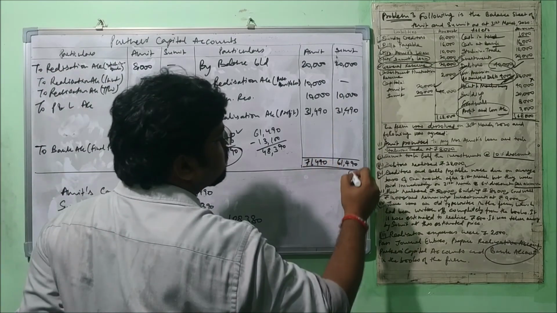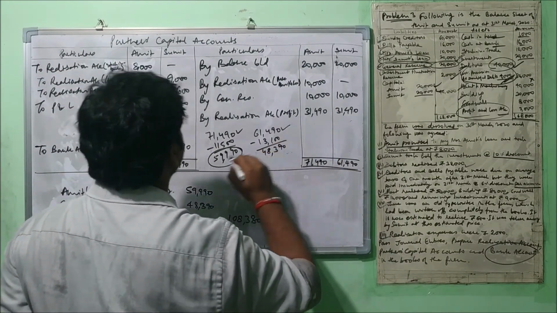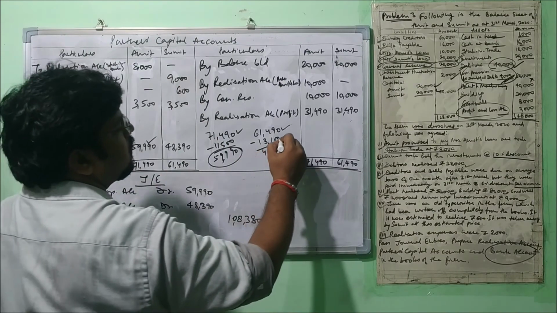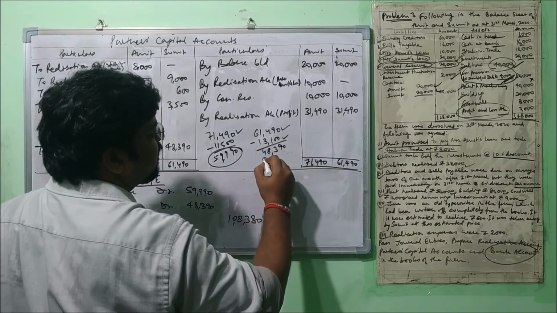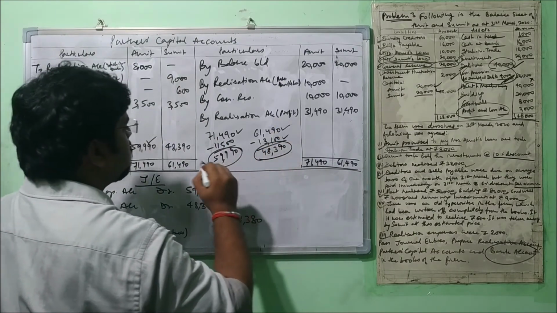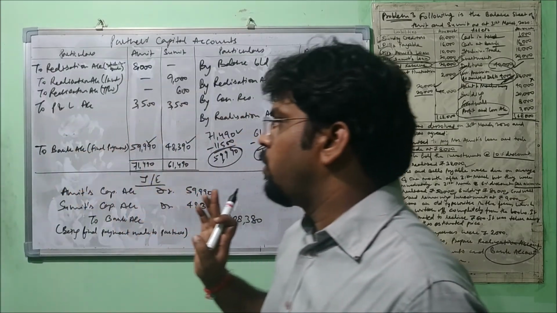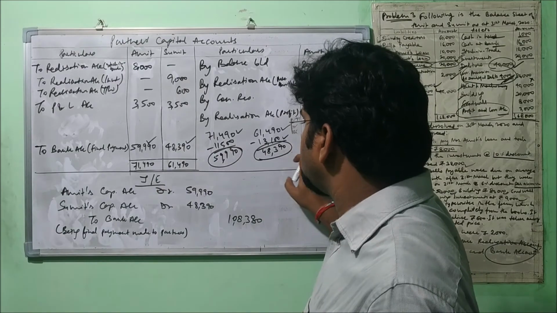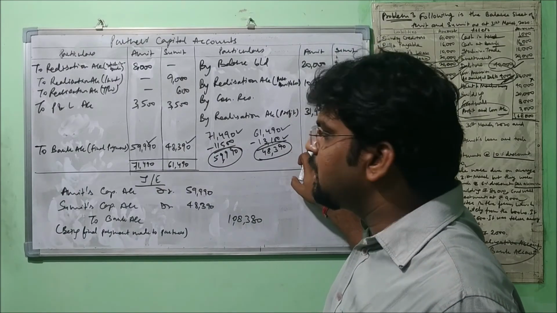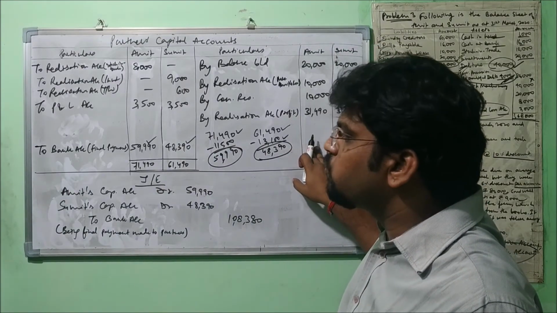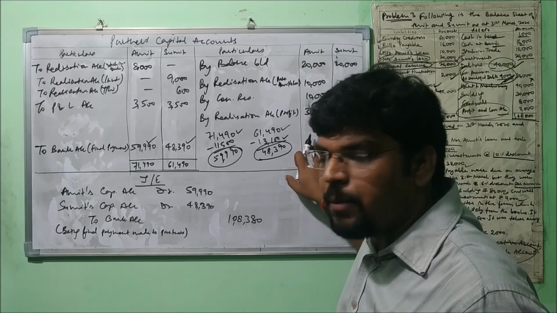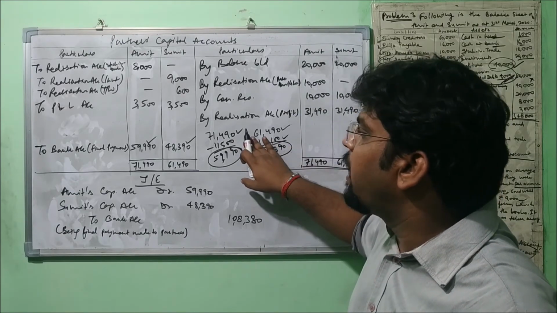Similarly, I made the total of this side. It was 61,490, and the total of this side is 13,100. And after deducting, we got 48,390, and I mentioned it here. To bank account, final payment. If this balance was coming on the other side, then the partners would have been supposed to bring money from their capital, and you would have made the entry here by bank account.